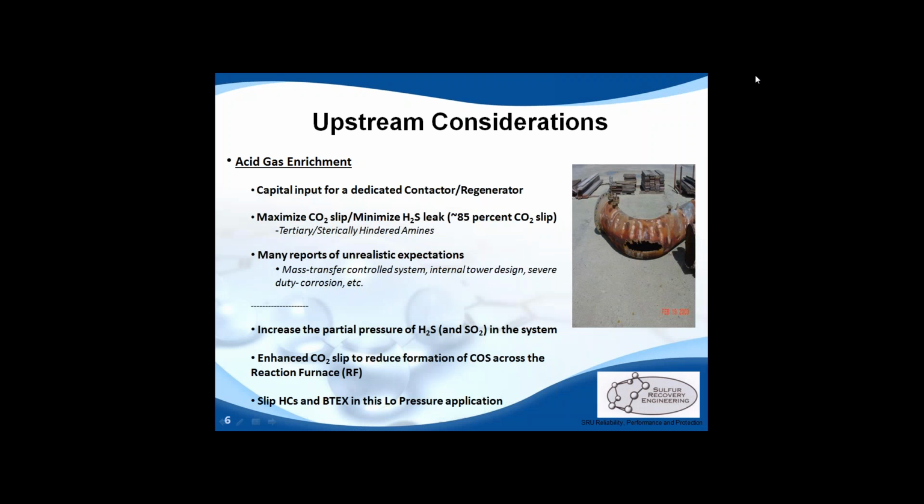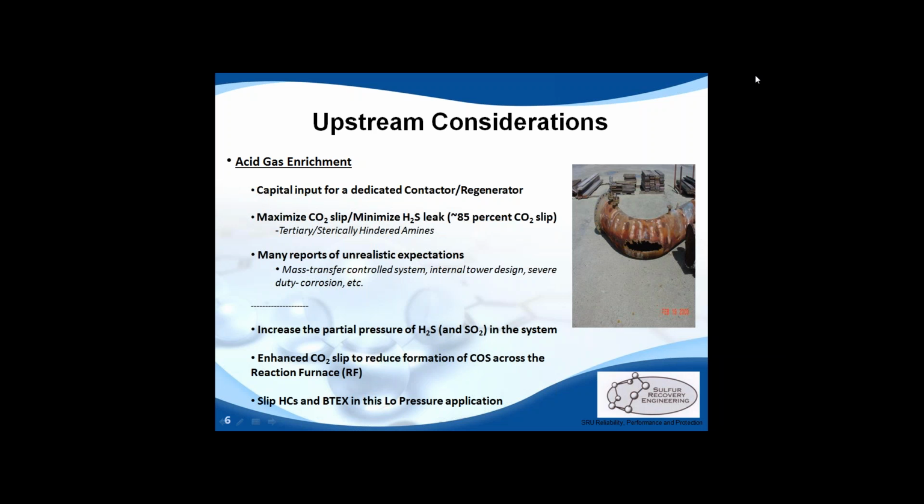As I mentioned, we'll start with some upstream considerations. So essentially, even before anything reaches the SRU. First thing we'll deal with is the potential to enrich the acid gas coming to the SRU. Just a few points. There is capital input or capital required because acid gas enrichment requires a dedicated contactor and regenerator. Think of this as an additional amine or gas treating step.